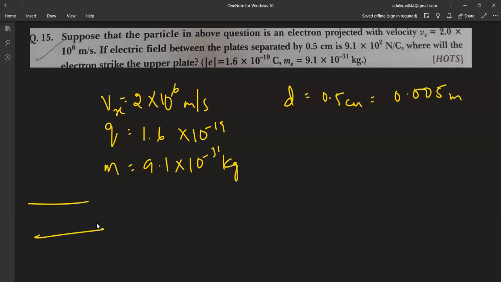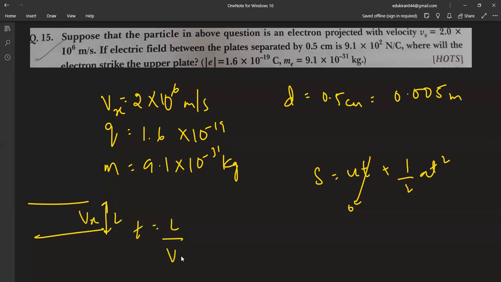This is a question from capacitors. We use S equals UT plus half AT square. Initial velocity is zero. Time is not given, so for time, the separation between the plates is L and velocity is Vx. Time will be L by Vx. So this will become half, and acceleration will be QE by M.